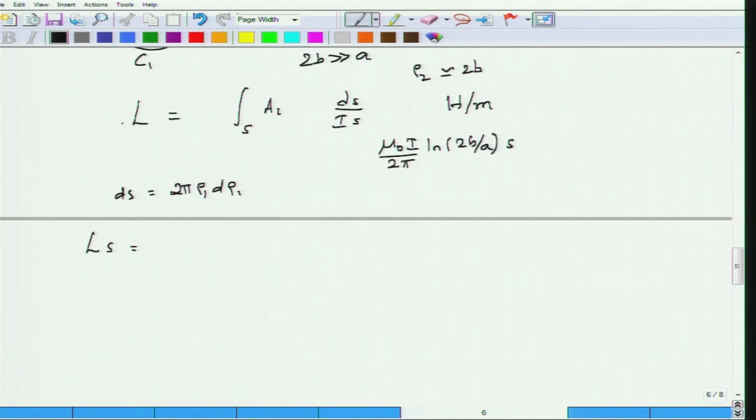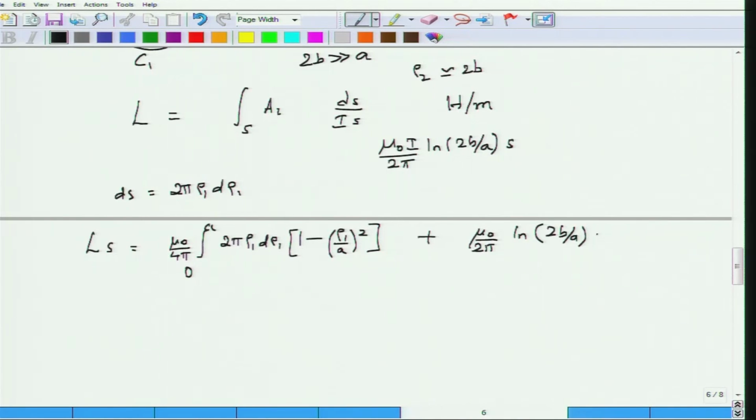I take this small s to the left hand side and multiply by that one. So, I am left with just integrating A_L ds by I, and since there is I in the denominator and I in the numerator in both the terms, that I will cancel out. So, I am left with 0 to a, 2 pi rho 1 d rho 1. What is the field inside? Field is mu 0 by 4 pi (1 minus rho 1 by a square), plus the second term. The second term is simply mu 0 by 2 pi, I cancels out, log of 2b by a into s, that is the cross sectional area that I have already integrated.